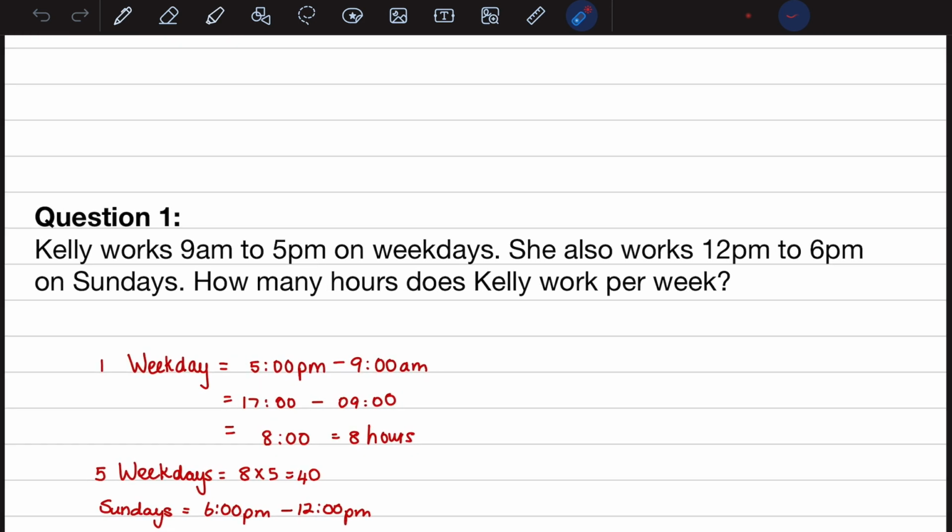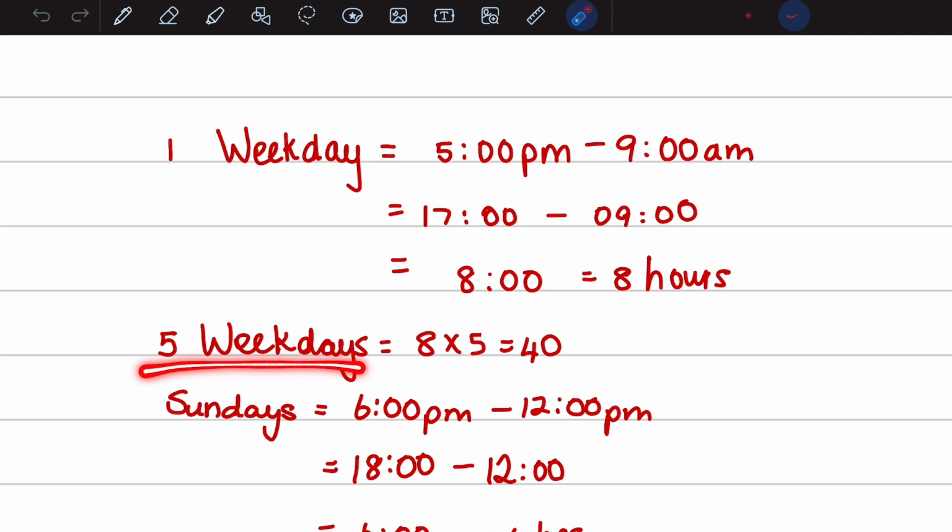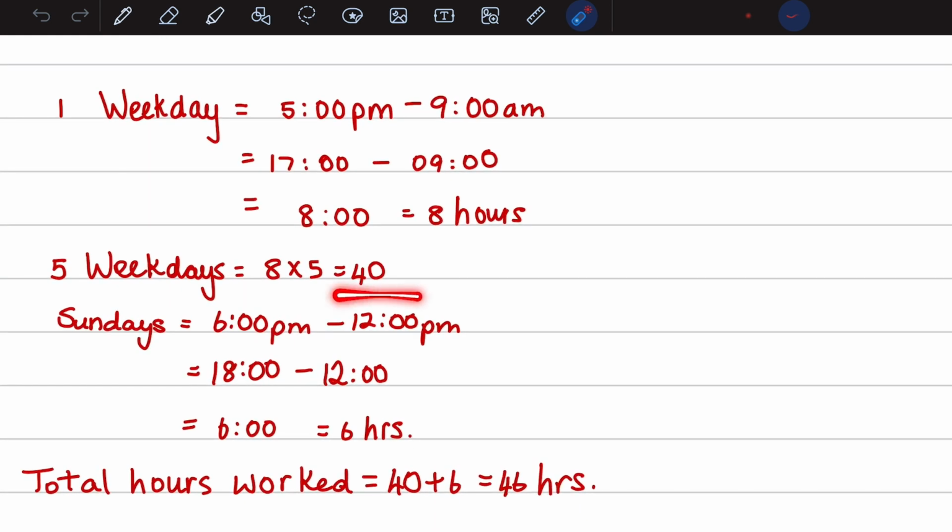She also works 12 p.m. to 6 p.m. How many hours did Kelly work per week? So we have to work out all the weekdays. One weekday will be 5 p.m. take away 9 a.m., or 1700 hours take away 900 hours, and we will get 8 hours. 5 weekdays will be 5 times 8 hours. Saturday, it's 12 p.m. to 6 p.m. So we can count it 12 to 1, 2, 3, 4, 5. Or we can say 1800 hours take away 1200 hours is 600 hours, which is 6 hours duration. So that's 40 plus 6 is 46 hours per week.